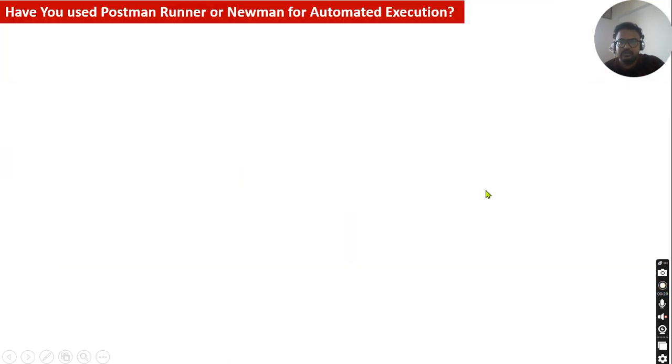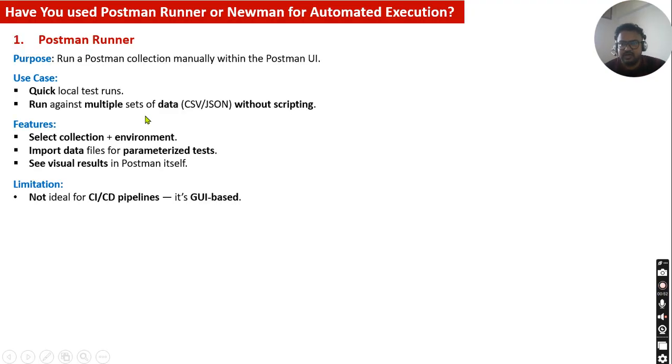Have you used Postman Runner or Newman for automation execution? And this question can be asked in a different way. How do you do the automation of your APIs in Postman? For that we use Postman Runner, and that helps us to run our collection file together, all the API calls together. So let's understand what is Postman Runner and how you can run this.